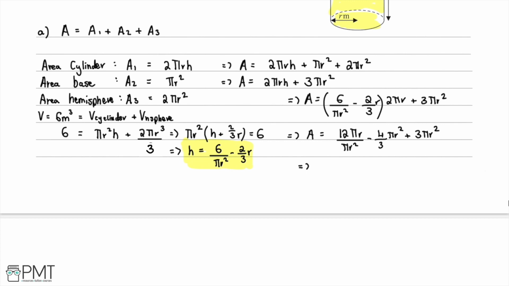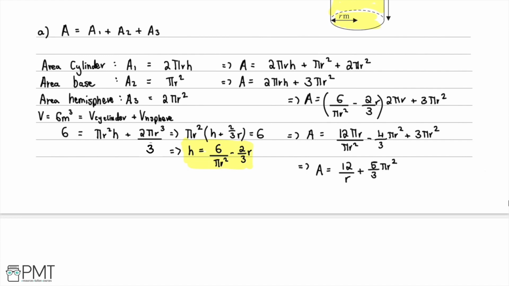So therefore, we can conclude that the area is going to be equal to, so we have pi r over pi r squared. So the pi's cancel out, and then we have r over r squared, which leaves us with 12 divided by r, and then we have 3 pi r squared negative 4 over 3 pi r squared, and this simplifies to 5 over 3 pi r squared.